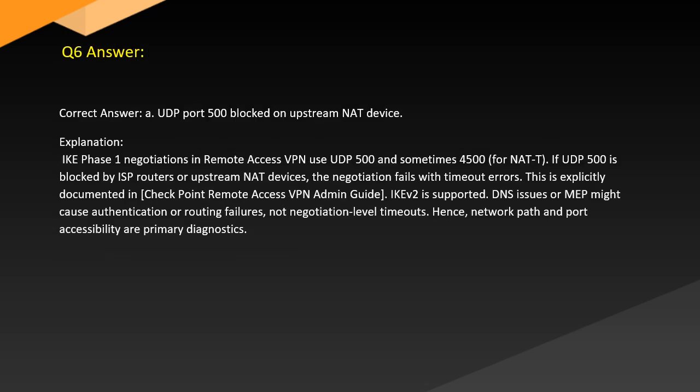Answer. Correct answer A. Port 500 blocked on upstream NAT device. Explanation. Phase 1 negotiations in remote access VPN use UDP 500 and sometimes 4500 for NAT-T. If UDP 500 is blocked by ISP routers or upstream NAT devices, the negotiation fails with timeout errors. This is explicitly documented in the Check Point Remote Access VPN Admin Guide. ICAP is supported. Endpoint issues or MEP might cause authentication or routing failures, not negotiation-level timeouts. Hence, network path and port accessibility are primary diagnostics.